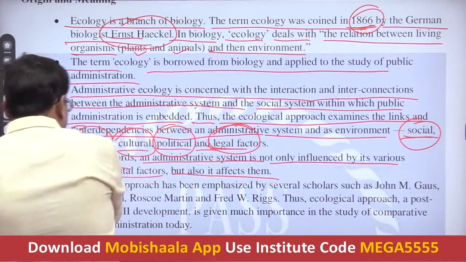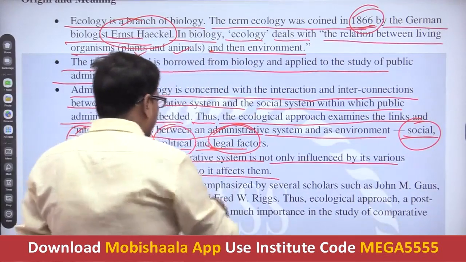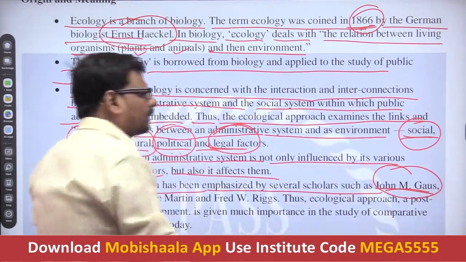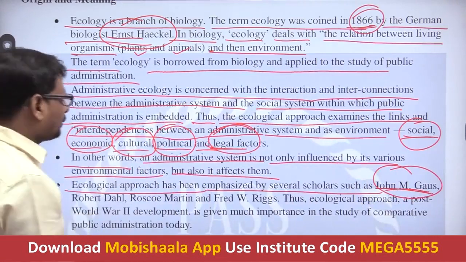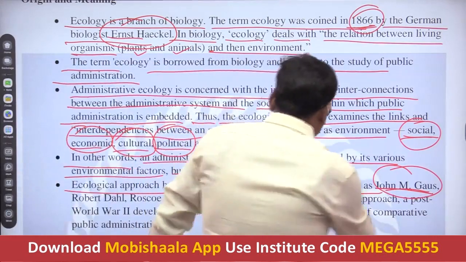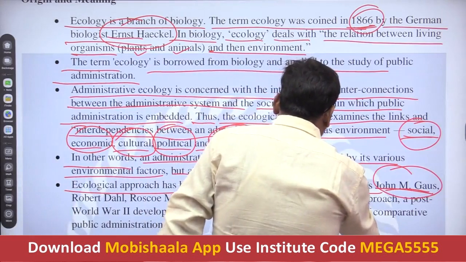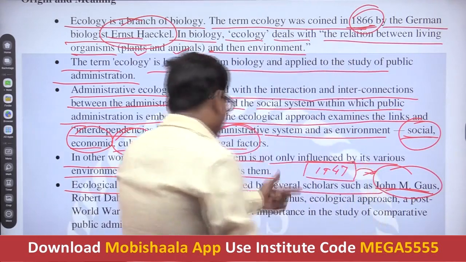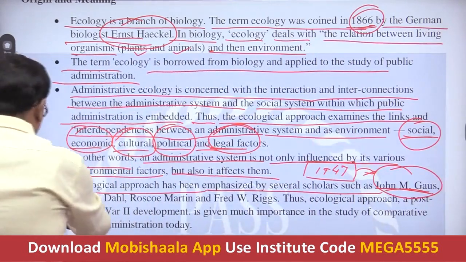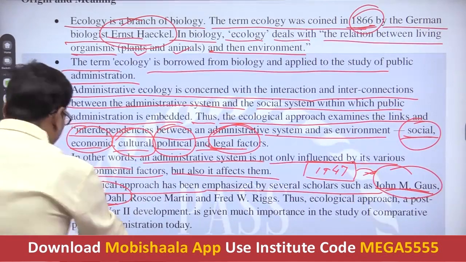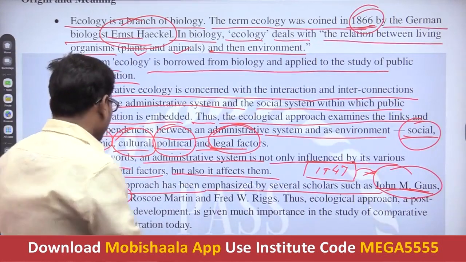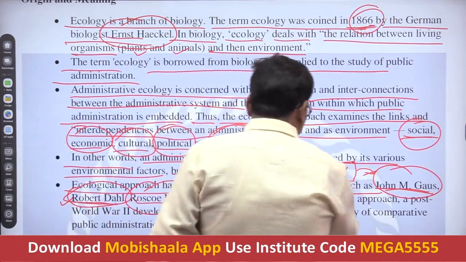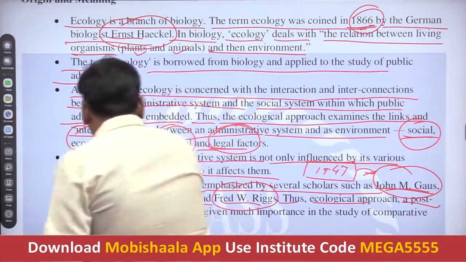The ecological approach has been emphasized by several scholars. First of all, the father of the ecological approach to the study of public administration is John M. Gaus. He coined the term ecology in public administration, first used by J. M. Gaus in 1947. The next scholars who are very important for the ecological approach are Robert Dahl, then Roscoe Martin, then Fred W. Riggs. Thus the ecological approach is a post-World War II development.